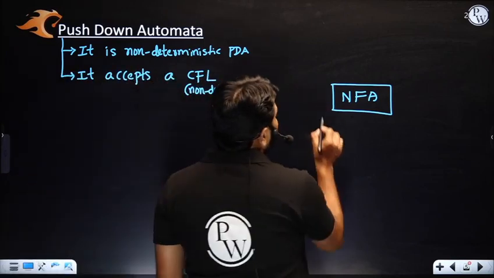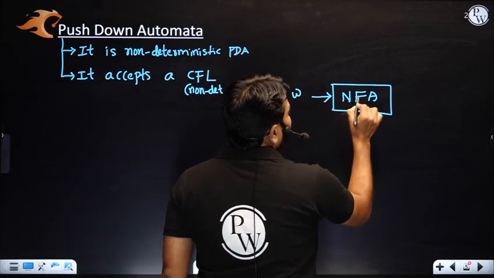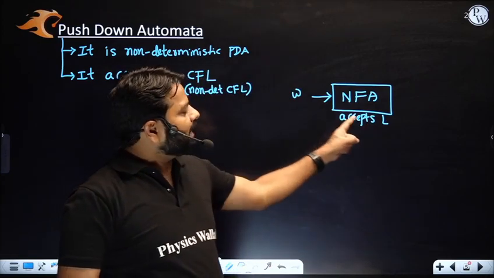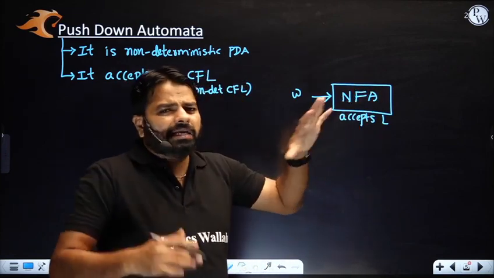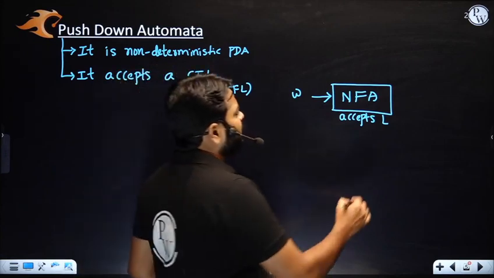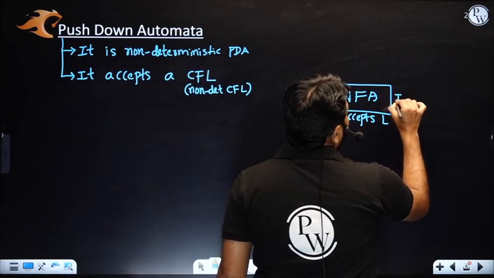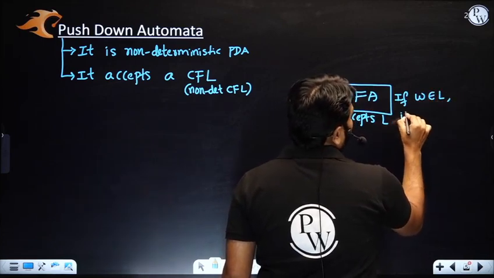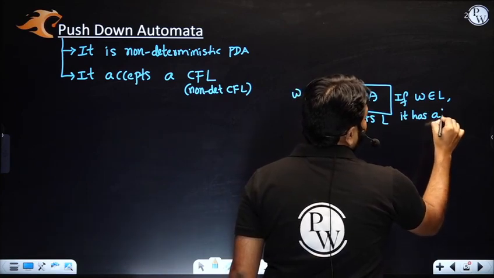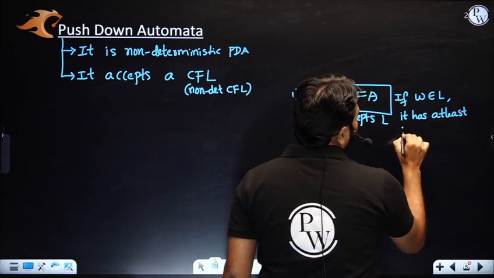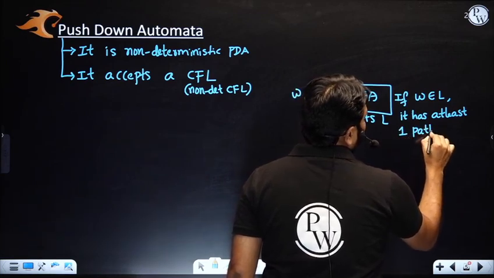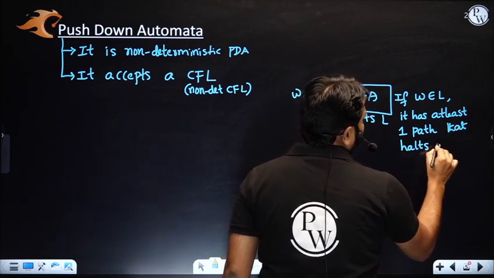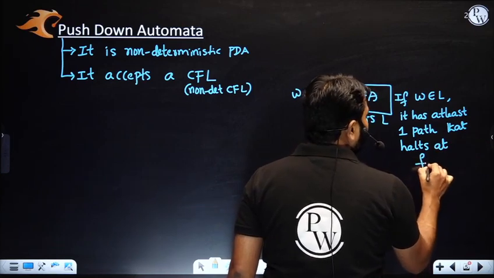What is the definition of NFA? If you give any string W, suppose this NFA accepts language L, then what happens? In case W is accepted by this machine, then this NFA has at least one path that halts at final. So it says that if W belongs to L, this NFA has at least one path that halts at final.